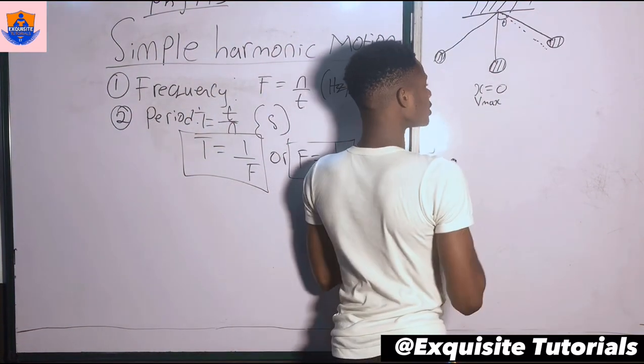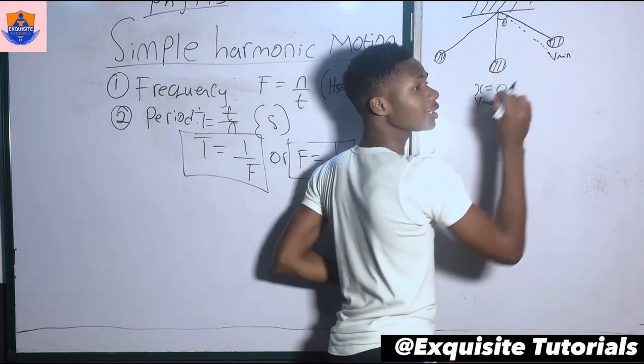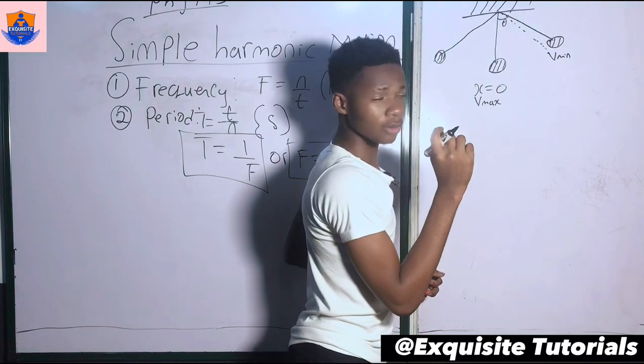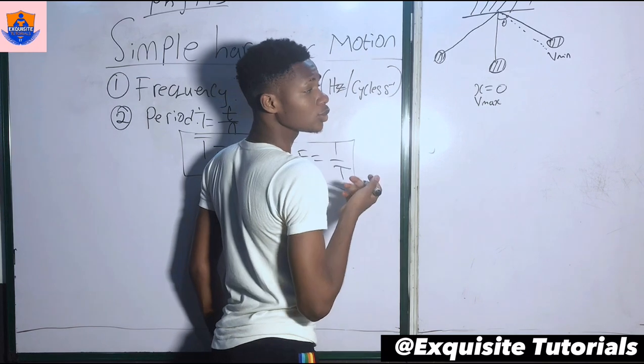And at this point, velocity is minimum because when the bulb swings to this point, it tends to stop for a few milliseconds. It comes to rest. Its velocity is minimum, or the velocity is equal to 0.